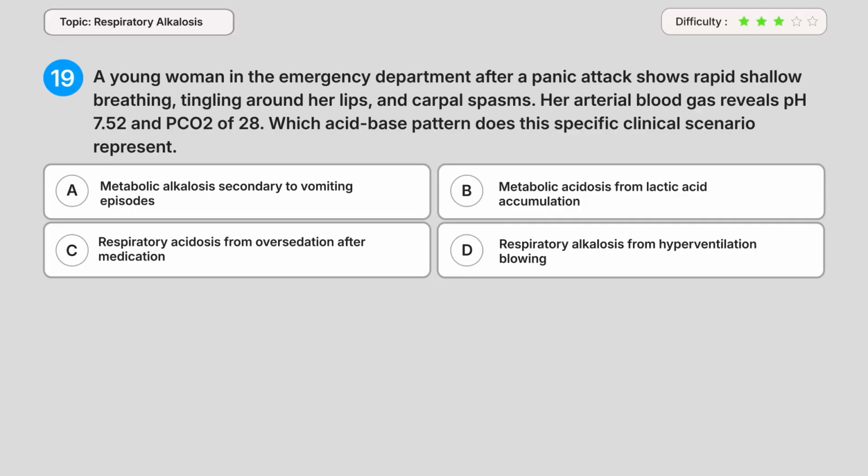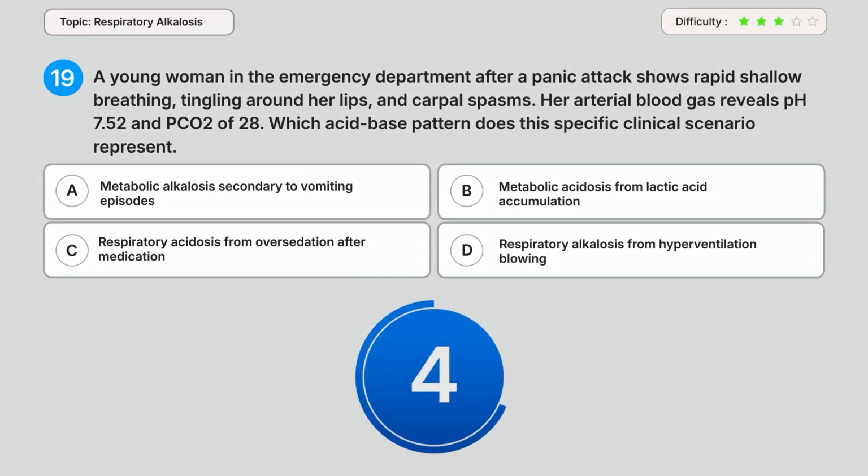A. Metabolic alkalosis, secondary to vomiting episodes. B. Metabolic acidosis from lactic acid accumulation. C. Respiratory acidosis from oversedation after medication. D. Respiratory alkalosis from hyperventilation blowing. What do you think is the answer?